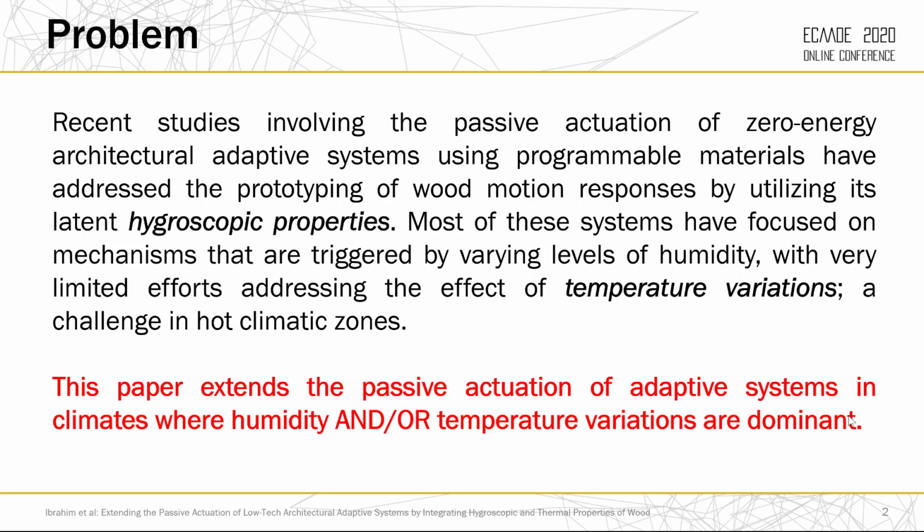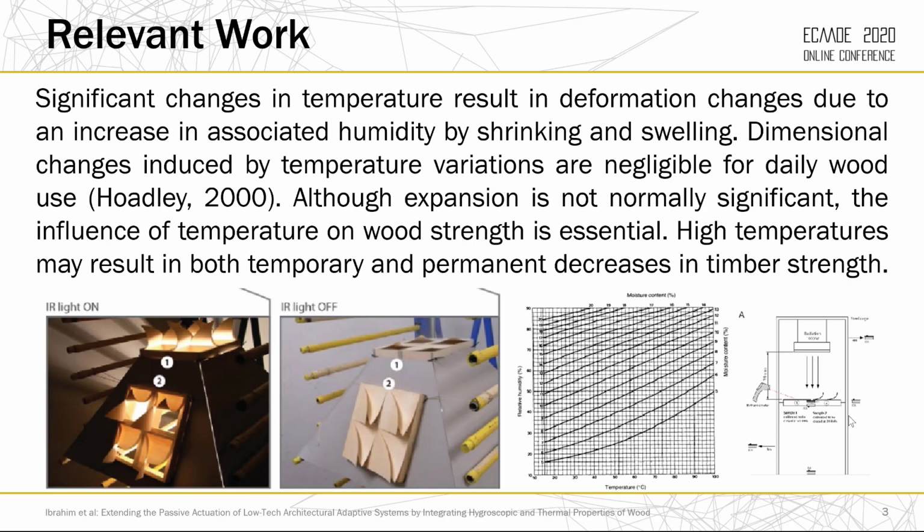Coefficients of thermal expansion of fully dry wood are strong across all directions, which expand with heat and contract upon cooling. Work on the effect of wood material variance on temperature change was typically performed in very limited quantities, and so this paper extends the passive actuation of adaptive systems in climates where humidity and/or temperature variations are dominant. Typically, if there are significant changes in the temperature of the environment, this results in deformation changes due to an increase in the associated humidity by shrinking and swelling, which exceeds small thermal expansion and contraction values independently. Dimensional changes induced by temperature variations are negligible for the daily use of wood.